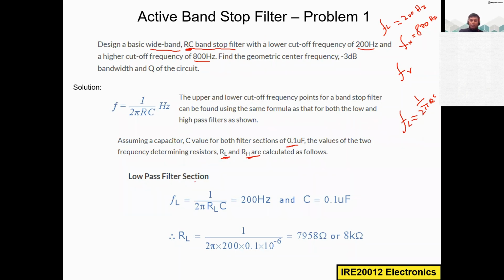So for the low pass filter section, this is the formula, and you can just calculate this value. Then you can bring the C value, and you can calculate this FL. Sorry, this FL is already given. We know the C value we assumed. What we don't know here is the RL value, right? The resistor value we don't know. So we bring this RL here, and then we rearrange this equation and apply all the values. Then you will get the resistor value like this.